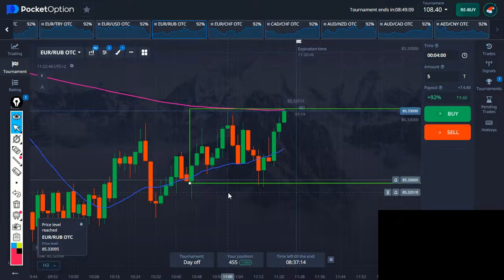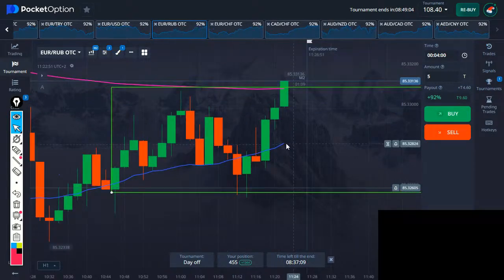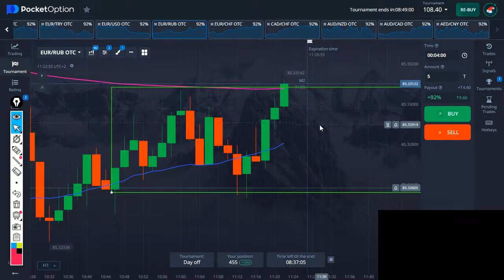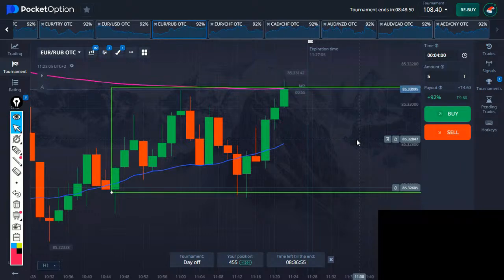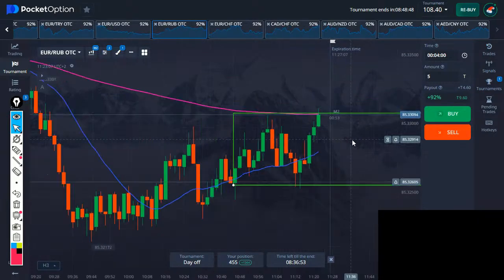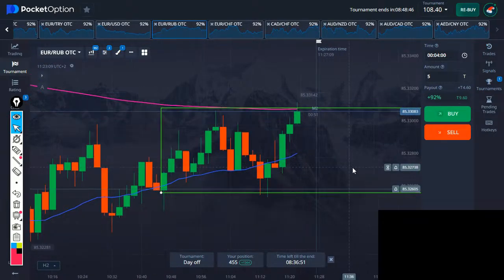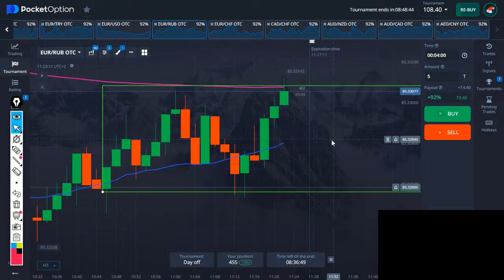That's nice. Let's see. I need a strong close, strong bullish candle, no rejections. It's rejecting, so you don't do anything. You have to keep your cool, be patient, be disciplined, follow the rules.